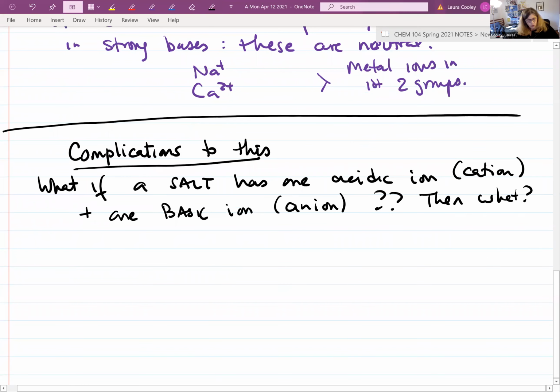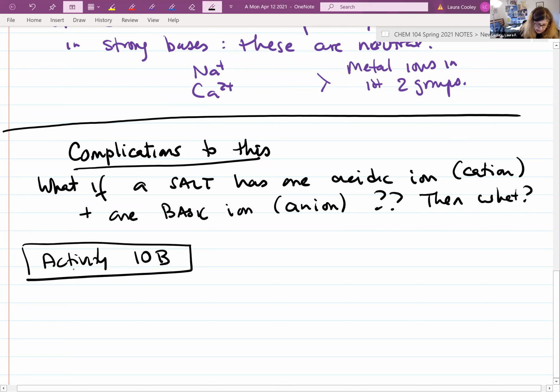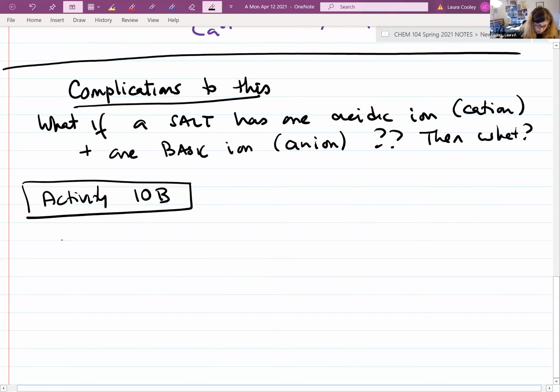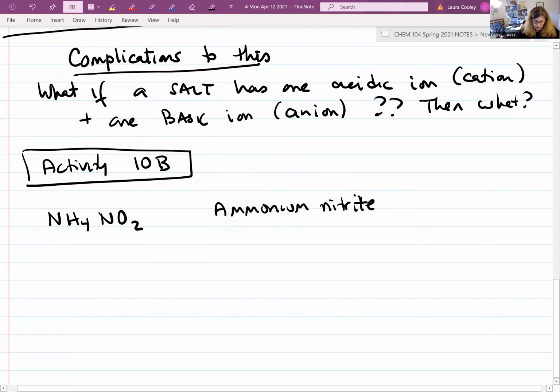Okay, so here's an example from activity 10B. There's actually 3 examples there that are done out. I'm just going to go over one of them, which is NH4NO2, ammonium nitrite. It's not nitrate, it's nitrite. If you think about these ions, you have the ammonium ion and the nitrite ion.